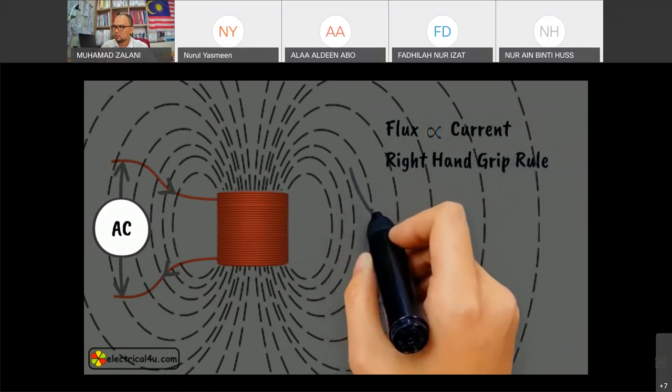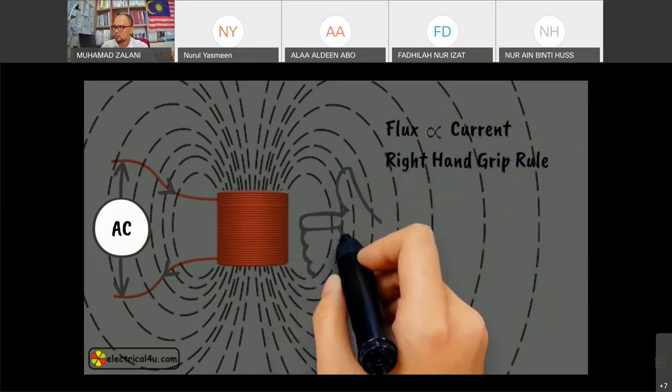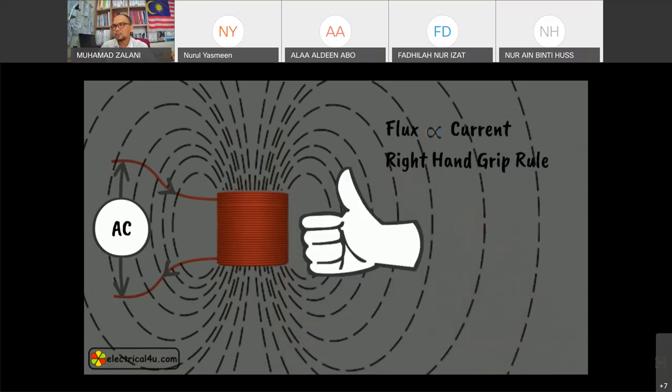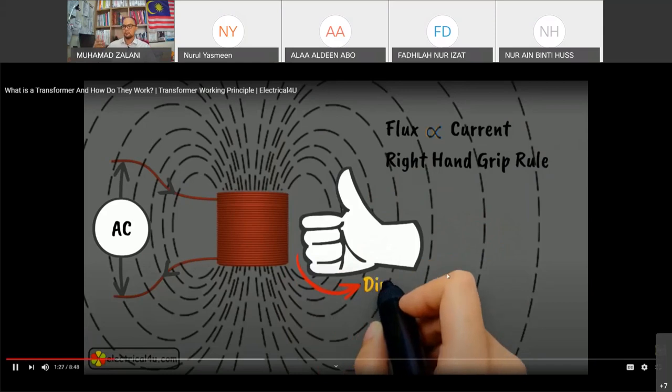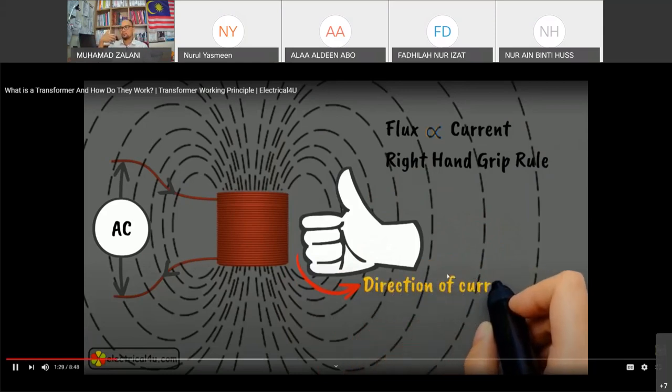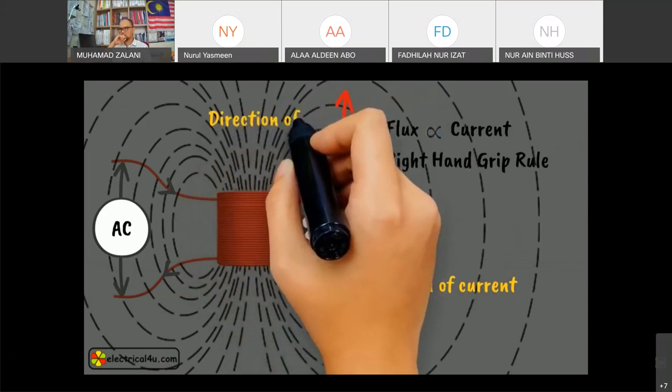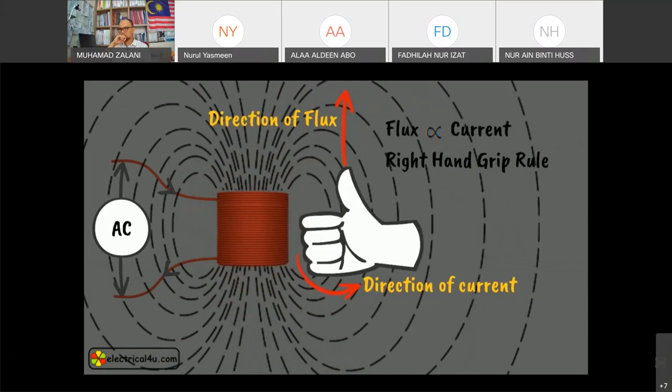This rule states that when we grip with our right hand, stretching the thumb along the axis of the coil or winding and the other four fingers along the direction of current in the coil, then the thumb indicates the direction of the produced flux inside the coil along the axis.